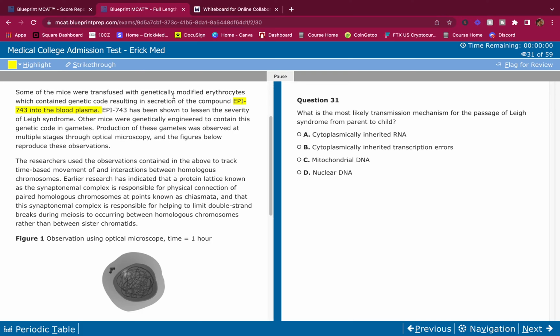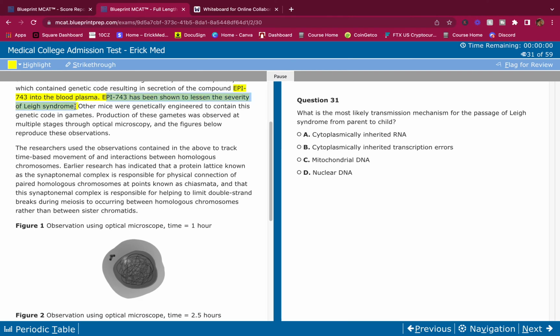EPI-743. Okay, just to summarize what we just read. So these mice were transfused with a genetically modified erythrocyte, and when it does that, there's going to be a secretion of this compound called EPI-743 into the blood plasma. Cool. EPI-743 has been shown to lessen the severity of Leigh syndrome. Highlight that. That's important. Okay, I'm highlighting what sticks out to me, and I'm highlighting what's important. I'm highlighting this because I want to make a mental note in my head and remember what EPI-743 does. I've never studied EPI-743, so I'm gonna highlight it, okay?